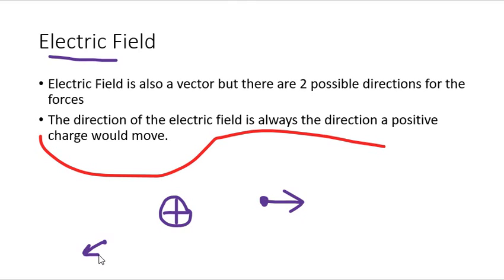So we can get directions because it's always the direction a positive charge would move. So you have to sit back and look at it and say, okay, if I put a positive charge there, would it get pulled towards it? Would it get pushed away from it? Those are our only two choices.